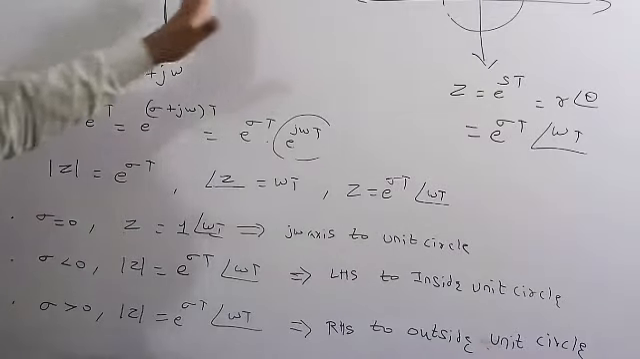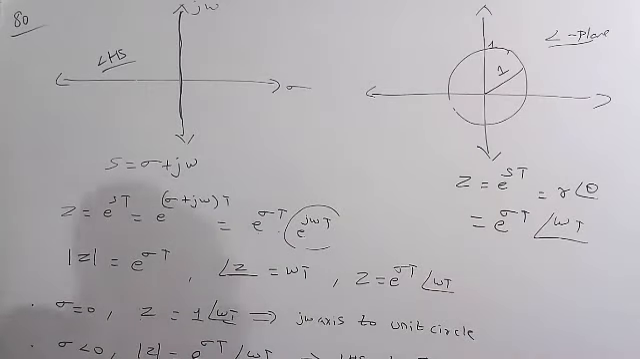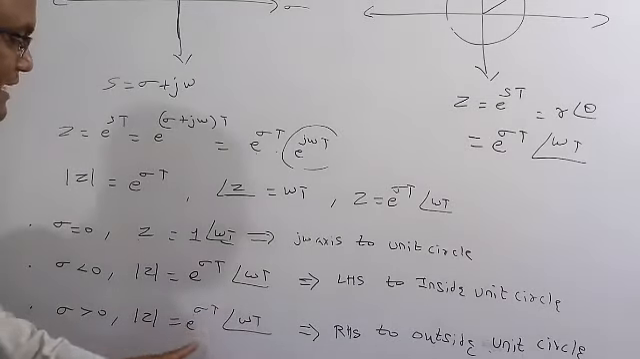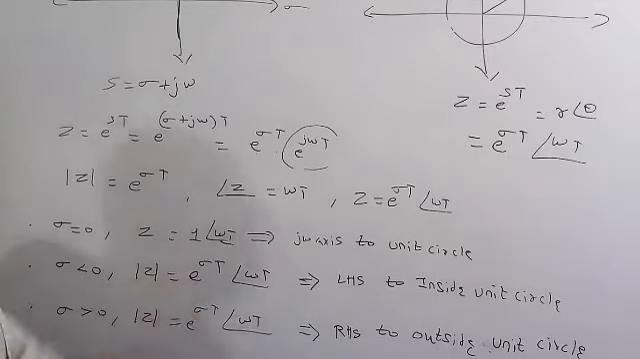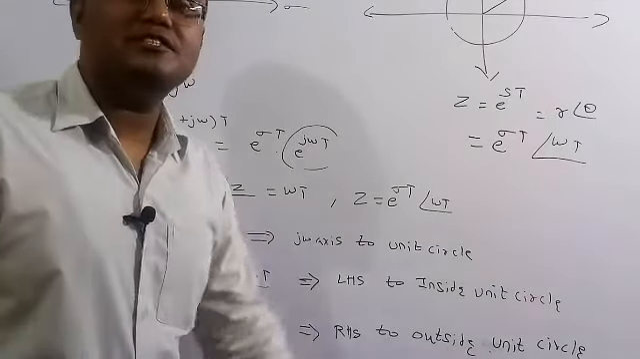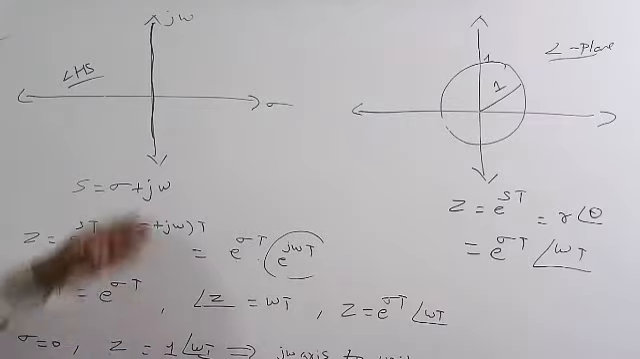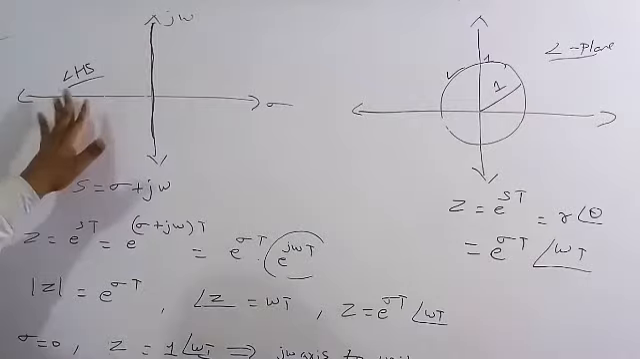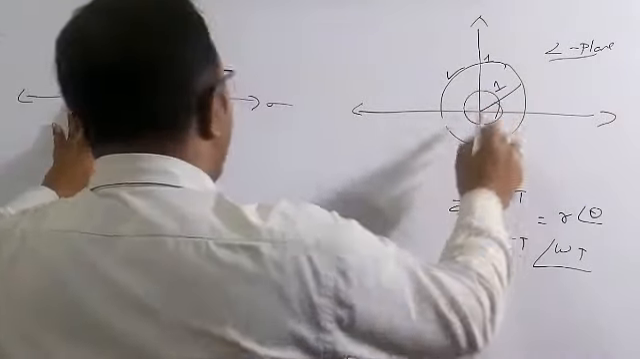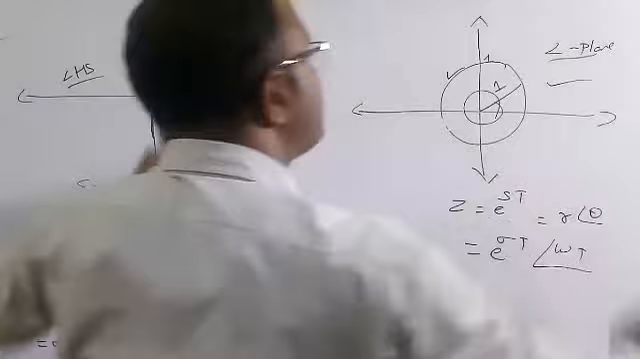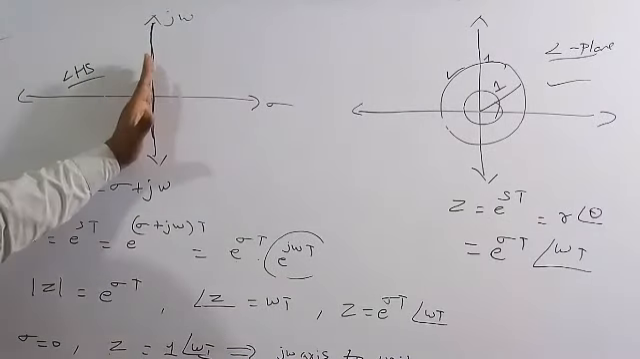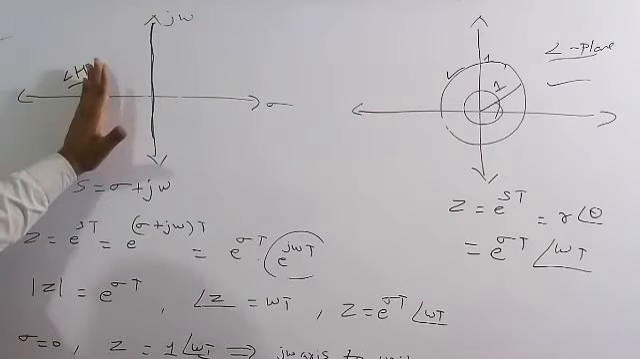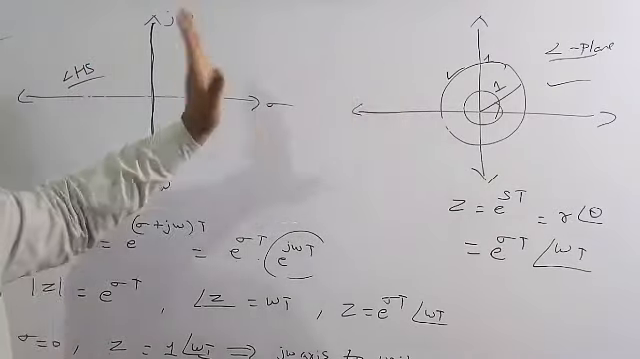Now if sigma is greater than 0, e to the power of sigma t is greater than 1, meaning higher than 1, with angle omega t. So this is outside the unit circle; the RHS is to the outside of the unit circle. So finally I am going to conclude here. For the imaginary axis, it is the unit circle. The LHS of the S plane is inside the unit circle, and the RHS is outside the unit circle. So this is the easy way. Unit circle means the imaginary axis, inside the unit circle means the LHS of the S plane, and outside the unit circle means the RHS of the S plane.